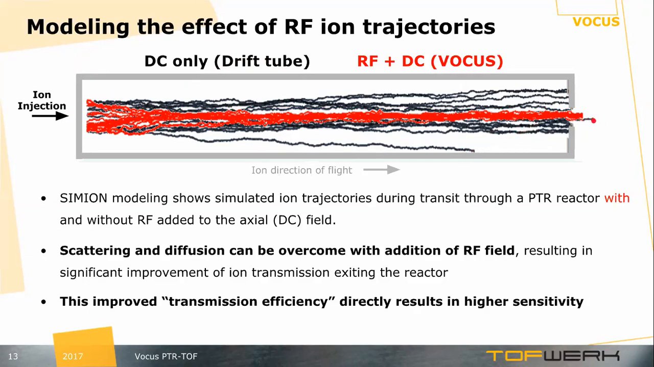Then if we take the exact same geometry and we just superimpose an RF field on top of that, so this would be the quadrupolar field from the Vocus, then the same ion initial positions are shown on the left in red. And you can see that the beam is focused quite efficiently into the exit orifice. So we lose virtually none of these product ions when they transit the reactor. And so by increasing the efficiency at which they come out, we directly improve the sensitivity of the instrument because more ions are going to enter the mass spectrometer.